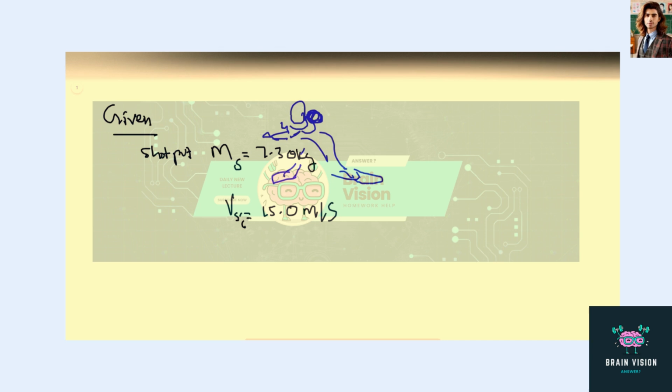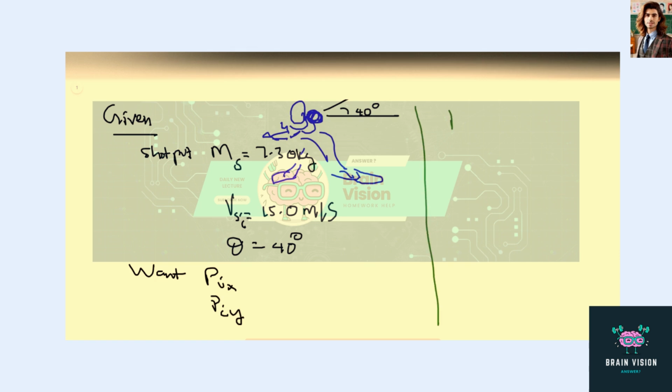And then we're told the angle at which the shot put is released, and that happens to be 40 degrees. So theta is 40 degrees. We want to find the initial momentum in the x, or the initial horizontal component of the momentum, and also the initial momentum in the y direction. Remember, momentum is just the mass times the velocity.